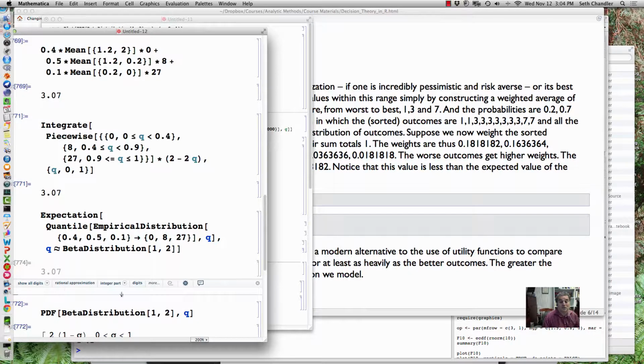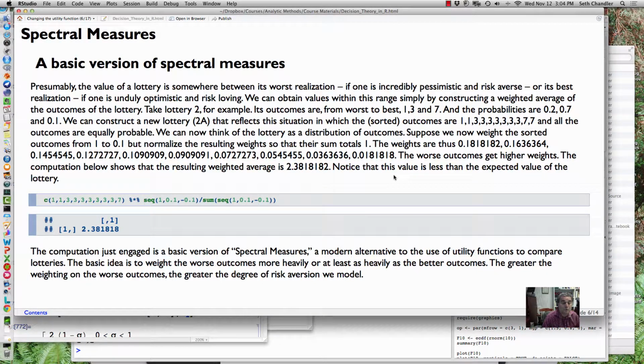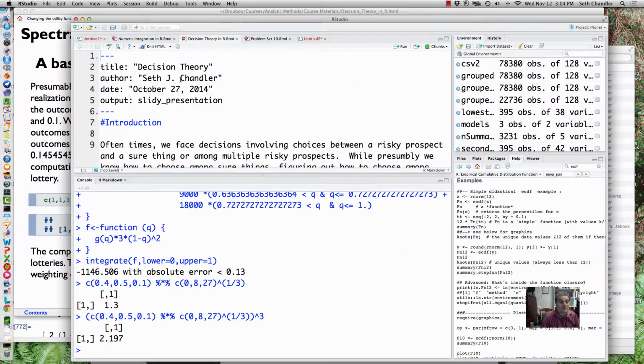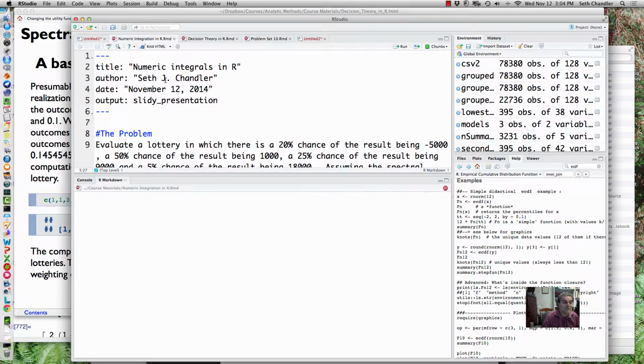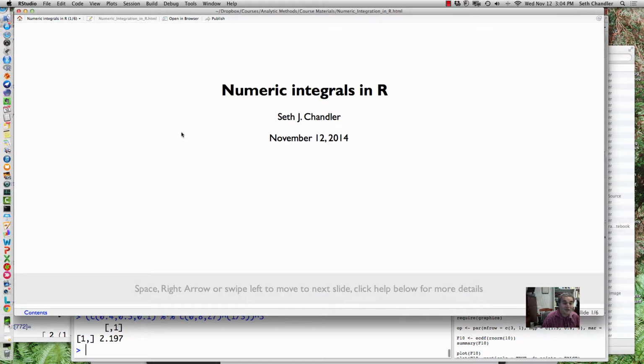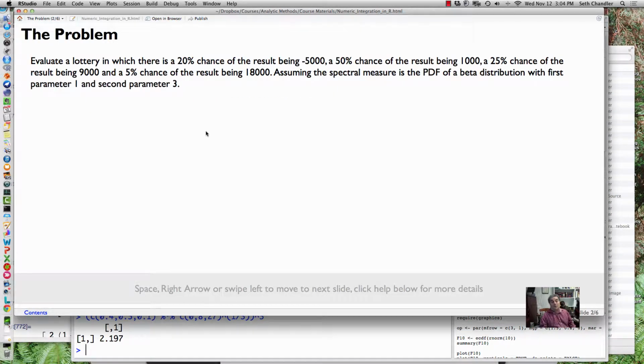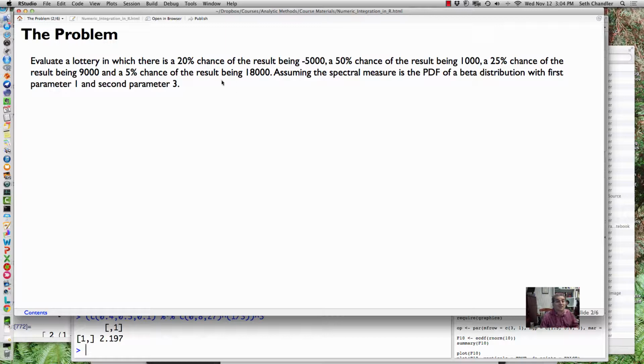All right, so let's do the same thing in R. And so let's turn to, I actually wrote up, I think, a better version of this. Numeric integration in R. Okay, we haven't done any calculus in R yet. Okay. All right, so here's the lottery that I asked you to do.